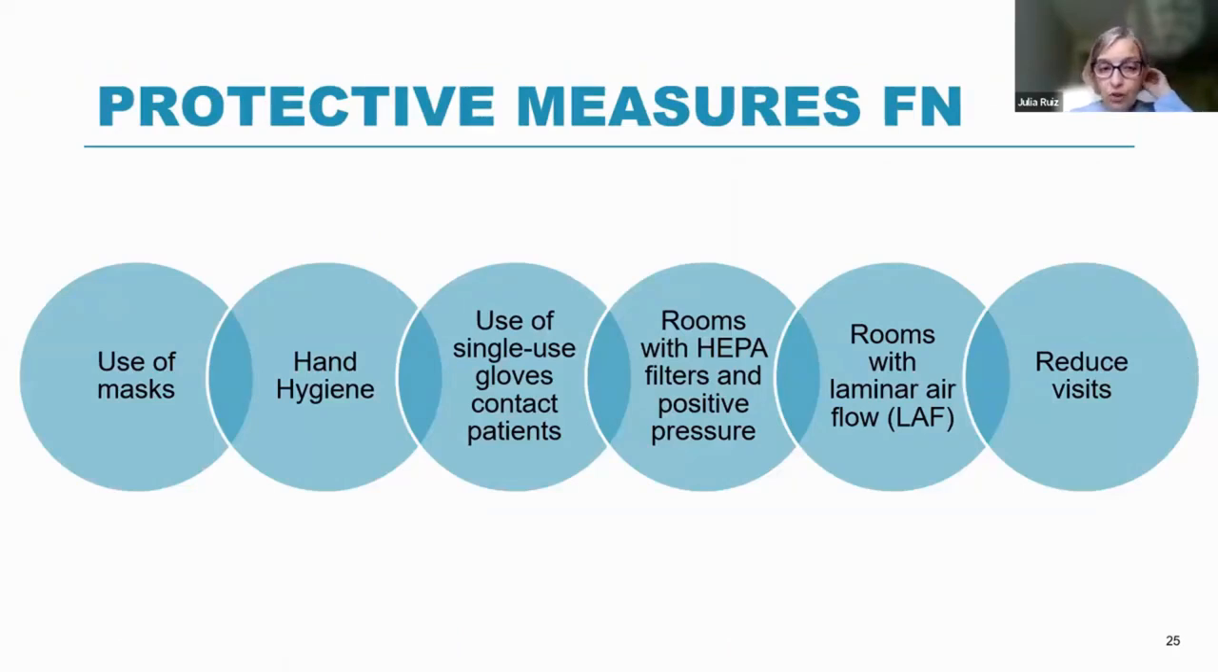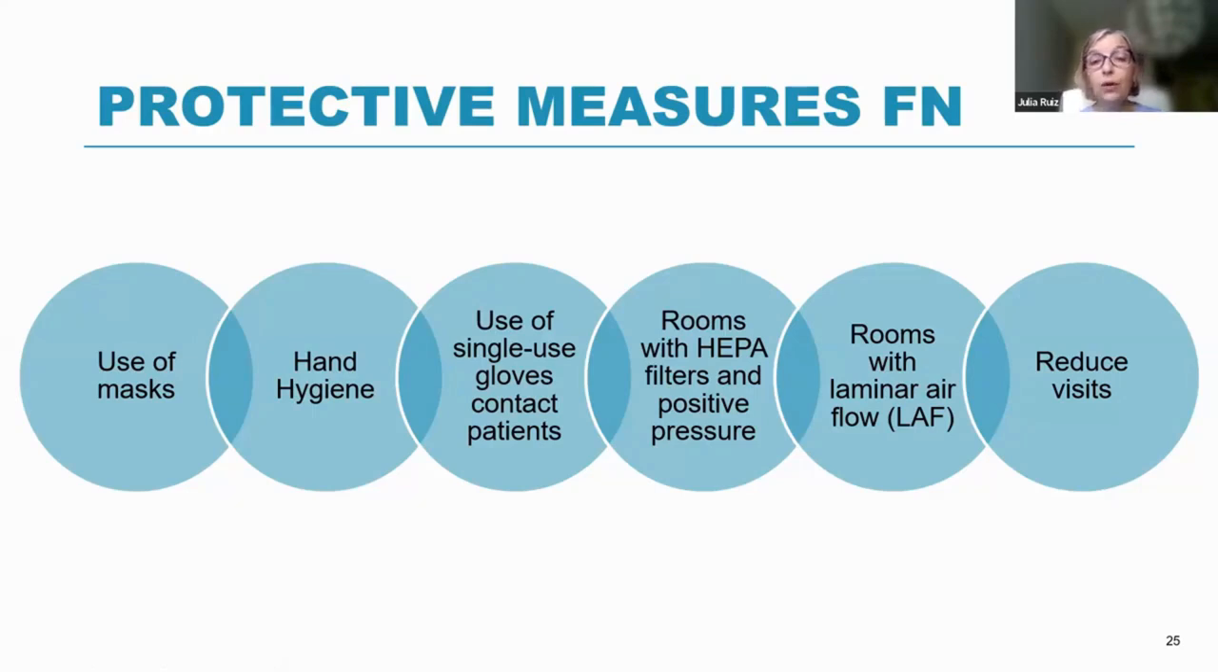What other protective measures do we use? Mostly in transplanted patients, and when we have a febrile neutropenia, we use masks and the hand hygiene that we have talked about. Gloves are useful, but we have to know how to use them, because they can only be of single use, and we can't go with the same gloves here and there, touching the door or wherever. So sometimes a good hand hygiene is better than using gloves if they're not correctly used.